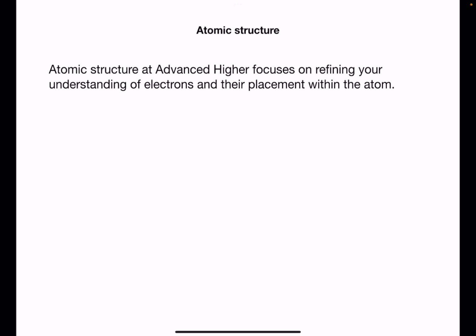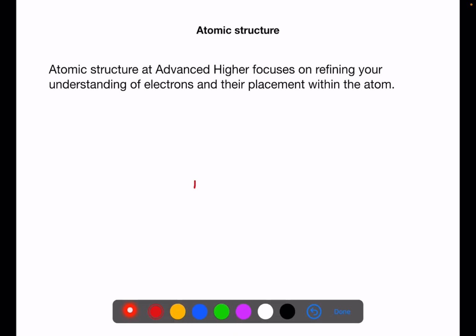In this lesson we're going to have a look at the atomic structure topic of Advanced Higher. Atomic structure at Advanced Higher focuses on refining your understanding of electrons and their placement within the atom. At the moment you would probably draw an atom which looked something like this, with protons and neutrons in the centre, and then electrons around the outside. This is not incorrect, however, the placement of the electrons can be refined.